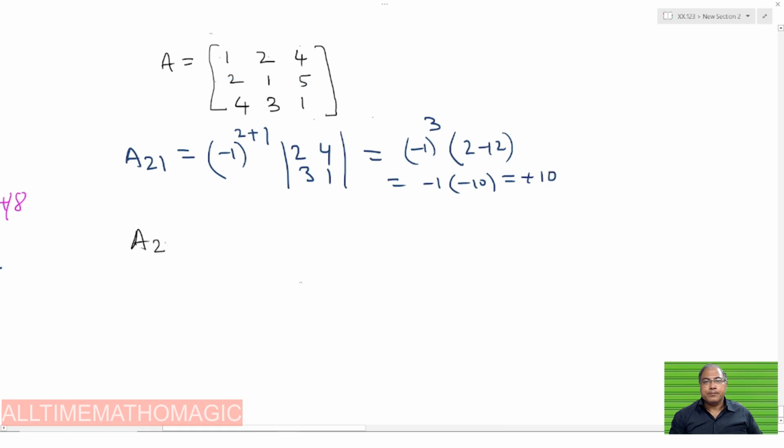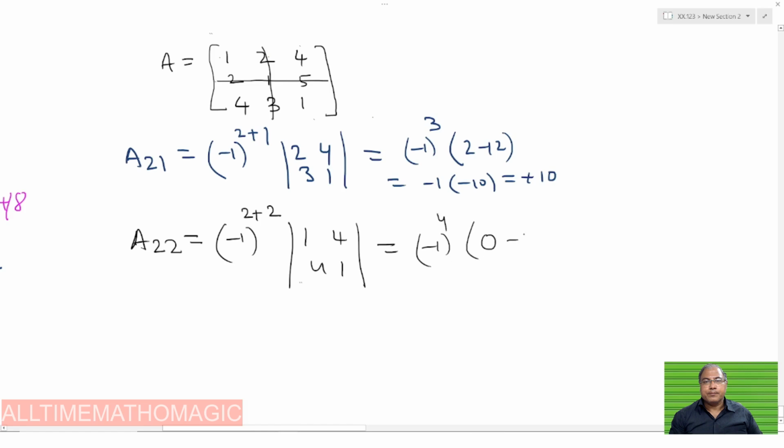After that, A22, nothing but minus 1 raised to 2 plus 2. Delete the second row and second column. What are the numbers left? 1, 4, 4, 1. This is equal to minus 1 raised to 4, and 1 minus 16, that is equal to plus 1 into minus 15, which is equal to minus 15.